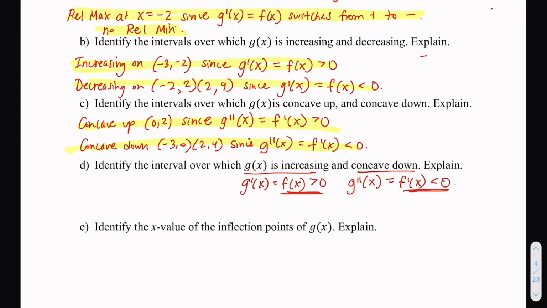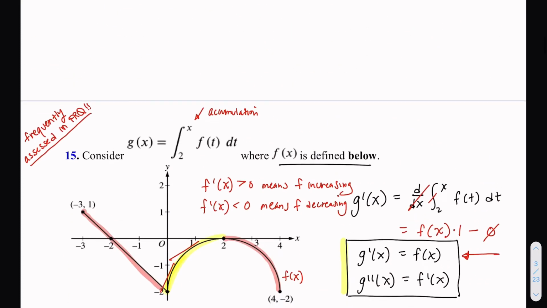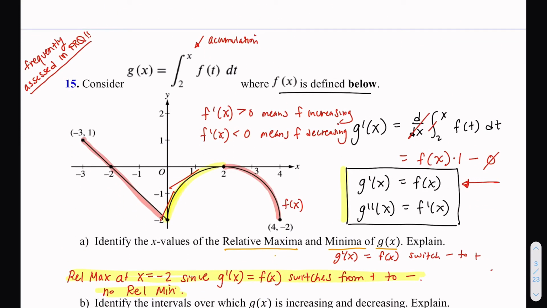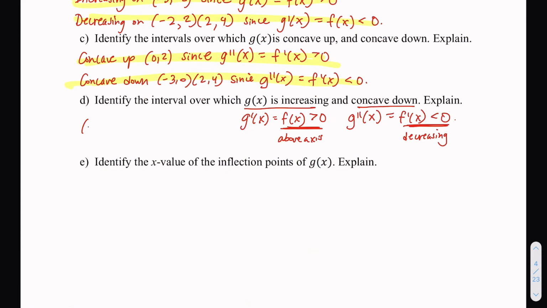So what does it mean for f to be greater than 0? Well, that means it's above the axis. And what's it mean for f prime to be less than 0? Well, that means the slopes are negative, meaning that f is decreasing. So we need to look where f is above the axis and decreasing. f is only above the axis from here to here, and it also is decreasing. So that's our answer, from negative 3 to 2.